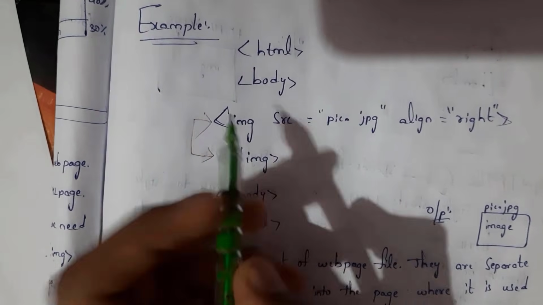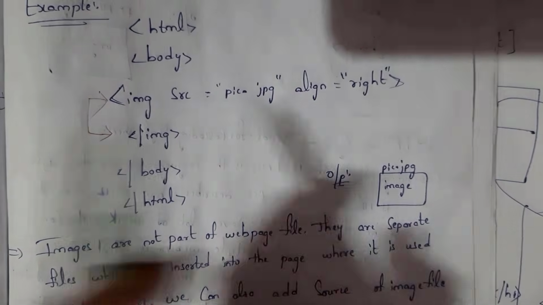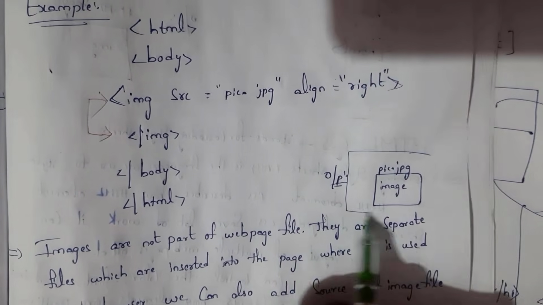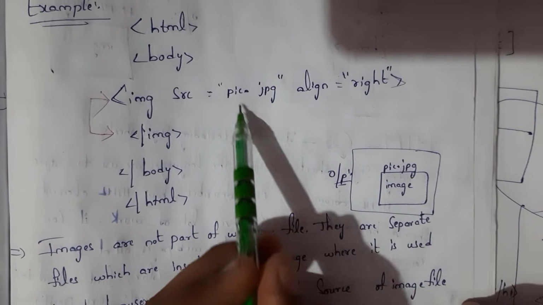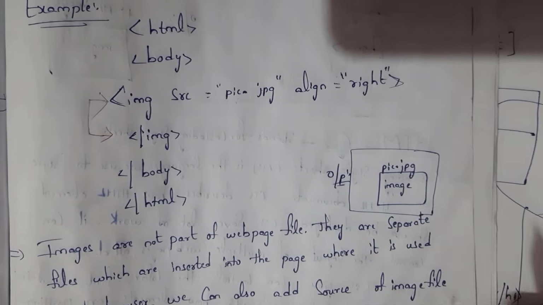I opened this image tag, and similarly we need to close this image tag. This is how the output looks. This is the window screen, and this image, named pic.jpg, is on the right side. This is how the output looks.